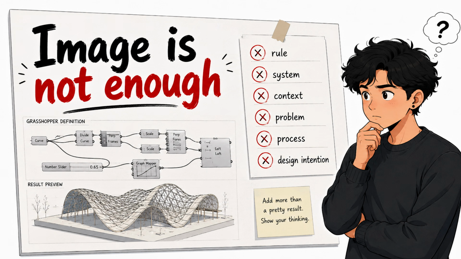This matters a lot for architects and designers because if you put a Grasshopper result in your portfolio, the image is not enough. People need to understand the thinking behind it. What was the rule? What was the system? What was the context? What is the solution? What are the problem solving capabilities or skills that you're showing through this project?